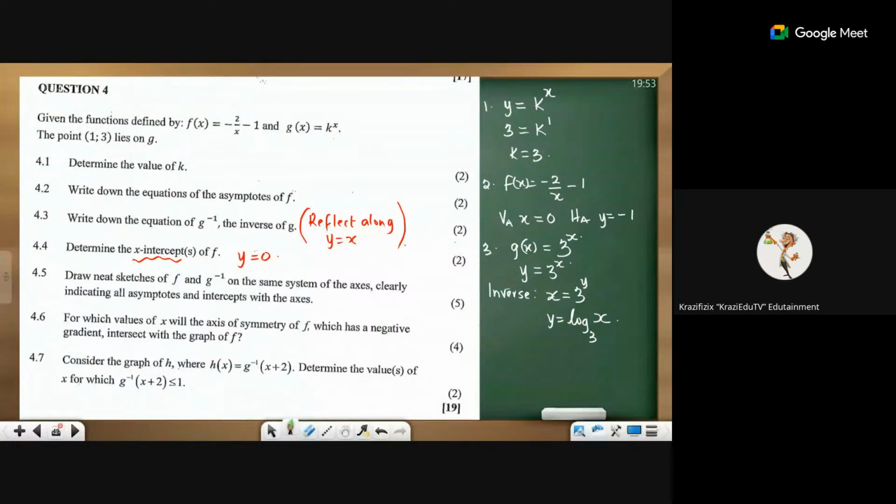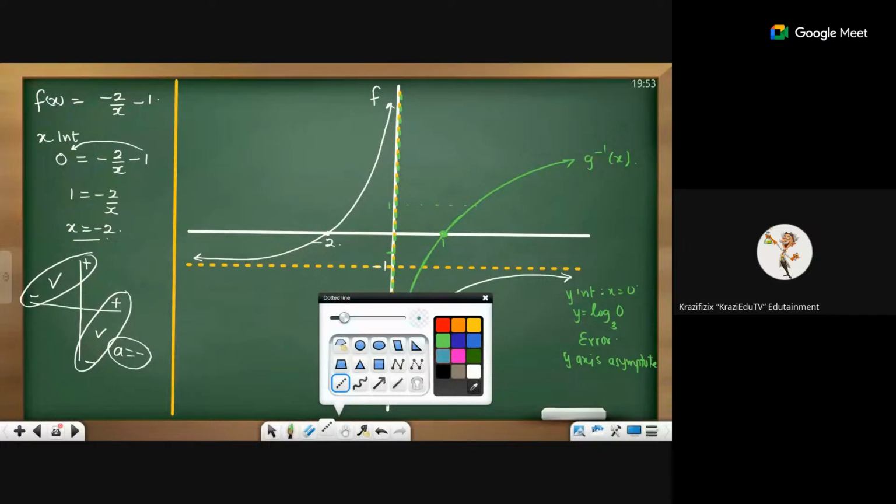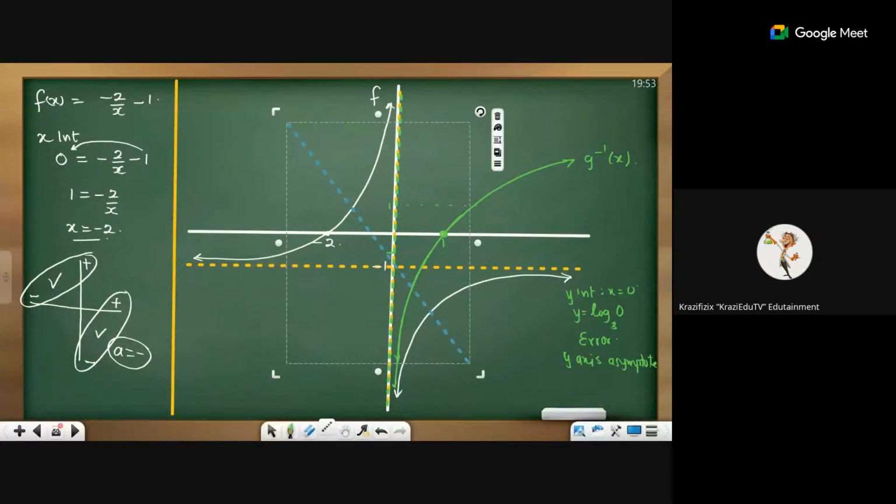All right, hold on. Let's move on. Let's interpret. For which values of x, so we know we are looking for what? X. Will the axis of symmetry of f, which has what? A negative gradient. Okay, let's pause there. Can we find that axis of symmetry, which has a negative what? Gradient. My beautiful learners, this is what you are looking for. I'm just going to draw it. That's what you are looking for. What's the equation of that line?